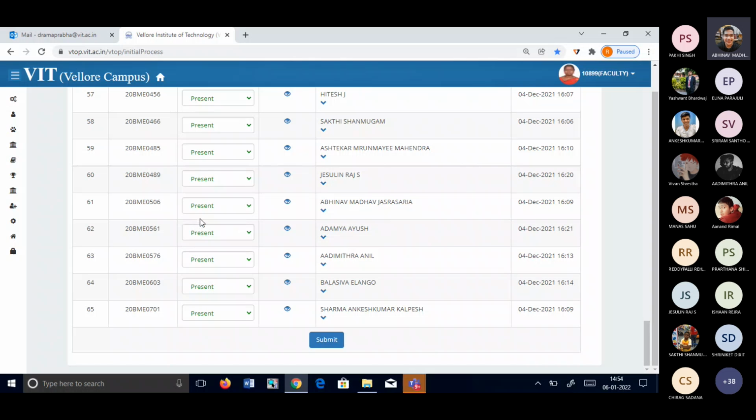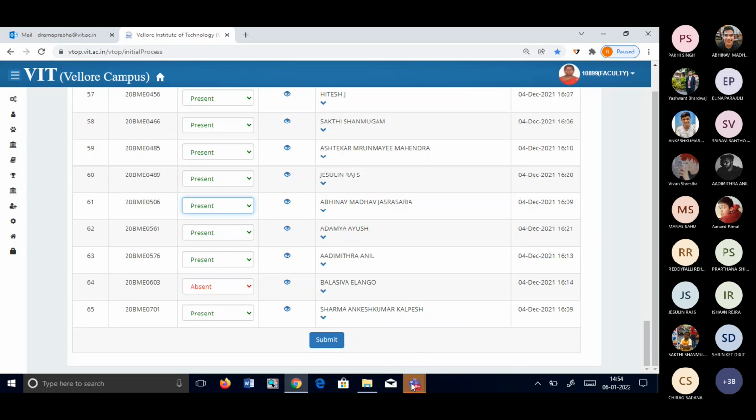Adamya? Yes, ma'am. Adi Mitra? Present, ma'am. Balashiva? Balashiva is not there? Ankesh Kumar present, ma'am. Okay. Balashiva is there? Who is that, ma'am? Abhinav is present. Okay. Which number? 5 or 6? Yes, ma'am.